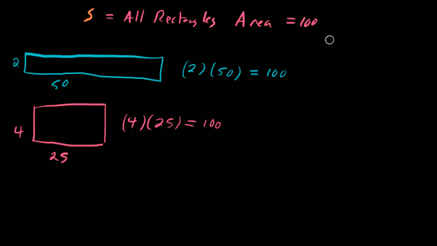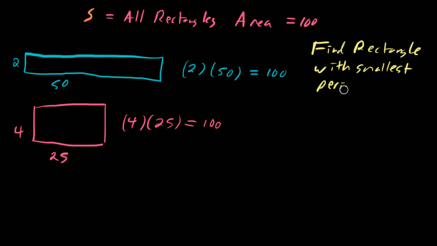And what we are trying to find is the rectangle with the smallest perimeter. So find the rectangle with smallest perimeter. And hopefully you can see, I've drawn 2 different examples of rectangles that we could possibly have in this set of all rectangles that have an area equal to 100.